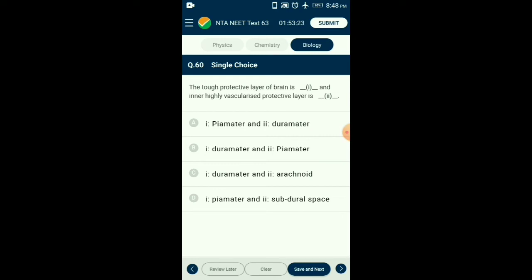The pia mater is located underneath the subarachnoid space. It is very thin and tightly adhered to the surface of the brain and spinal cord. So the answer for this question is option B. The tough protective layer of the brain is dura mater and inner highly vascularized protective layer is pia mater.